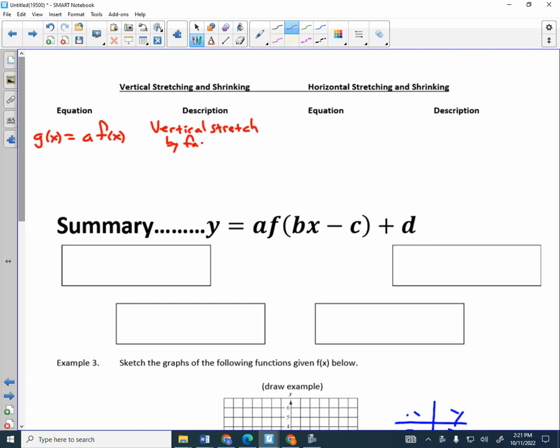By a factor of a, and that's if a is greater than 1. What do you think happens if a is less than 1? Yeah, a shrink. So we'll say vertical compression by a factor of a if a is less than 1. Okay. Very good with that?